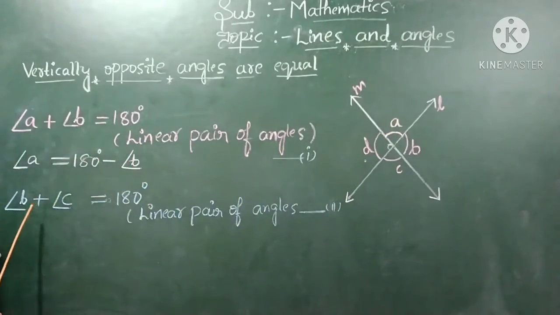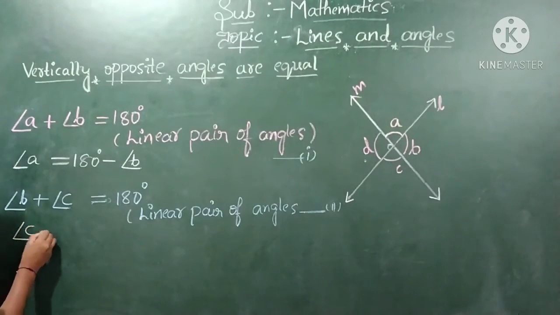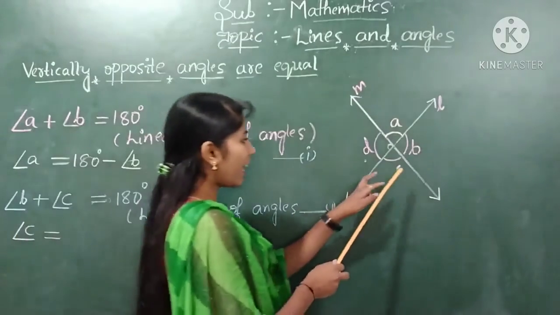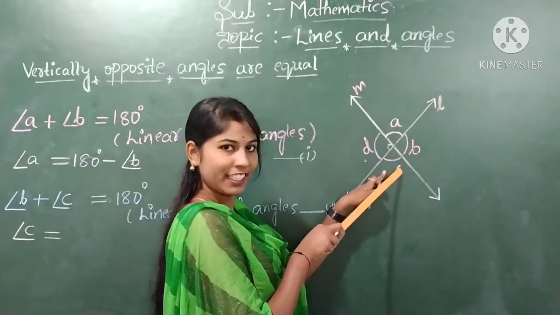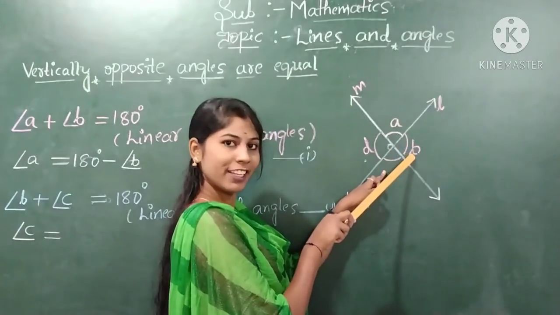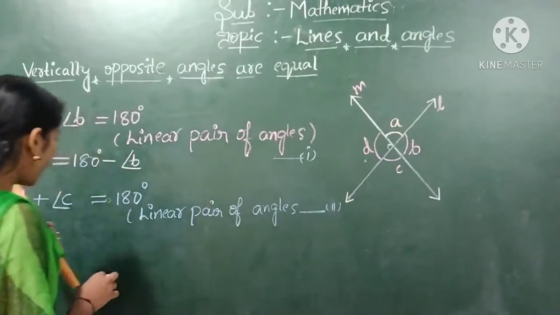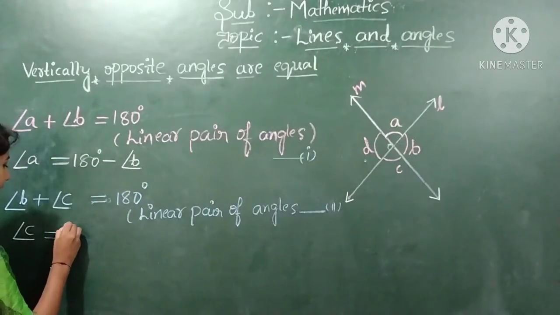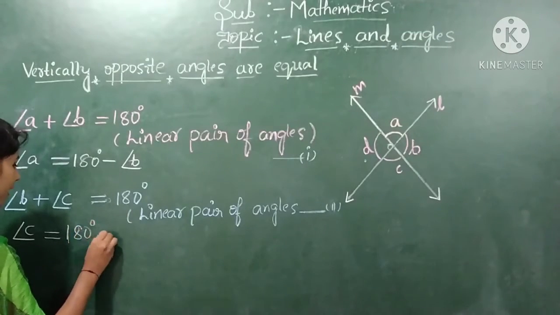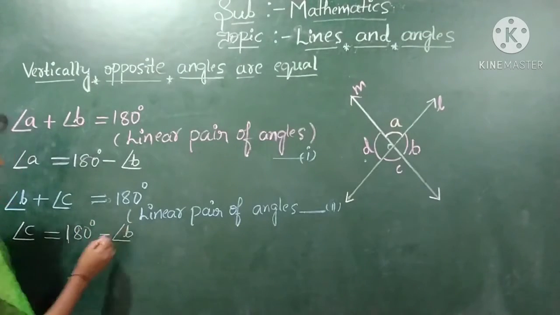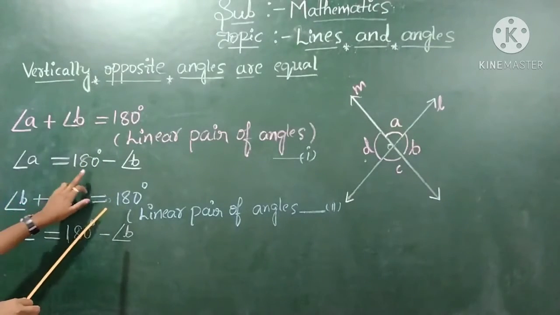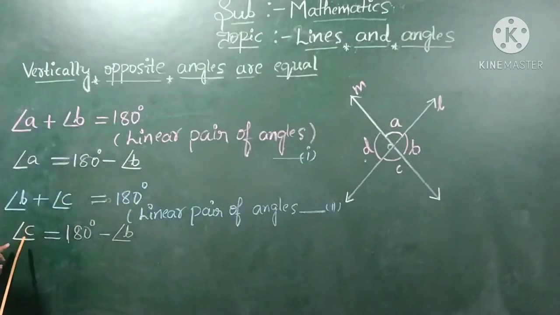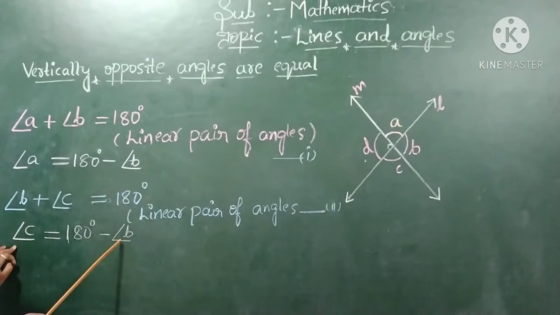So next one is, what is the value of angle C? See here, the value of angle C, these two sum to 180 degrees. 180 degrees minus B, you will get angle C. You can write it as 180 degrees minus angle B. Observe those two equations. Angle A is 180 degrees minus B and angle C is 180 minus B.